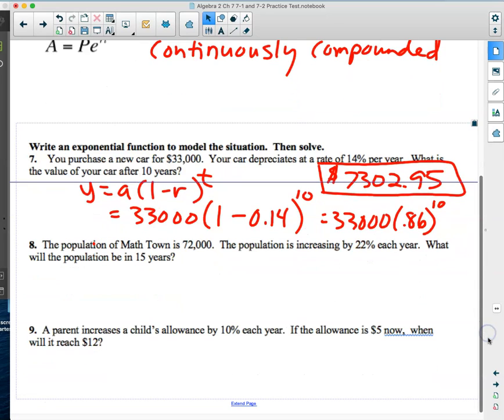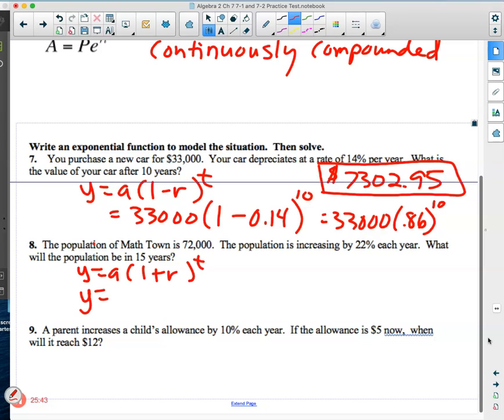That's it. Number 8, the population of Math Town is 72,000. The population is increasing by 22% each year. What will the population be in 15 years? Which formula? Top one, basic one? Okay, simple interest. Obviously, we started at 72,000 people. 1 plus, what do you do with that interest rate to put it in here? 0.22.